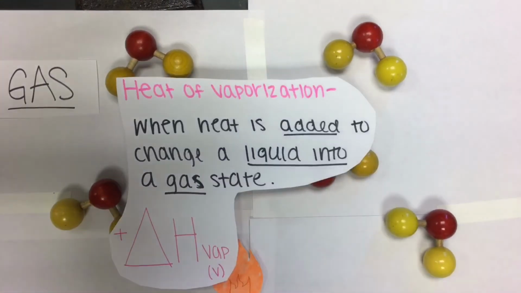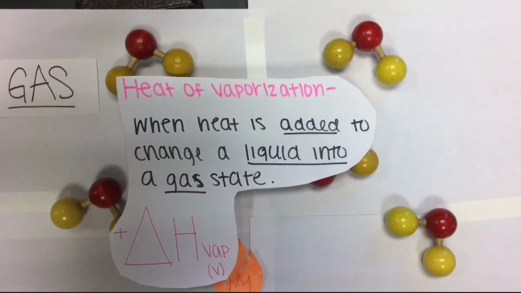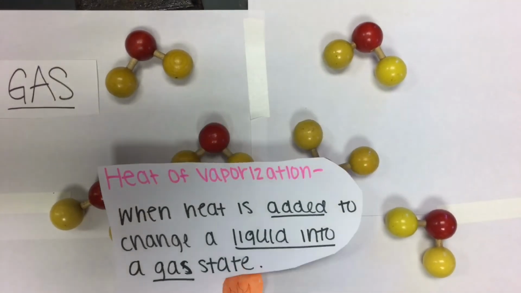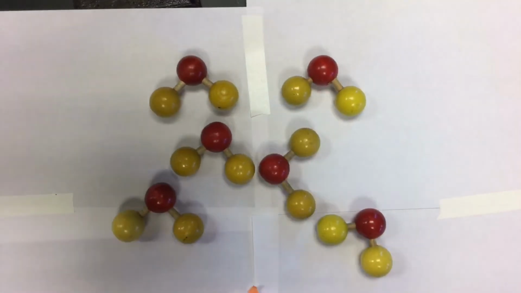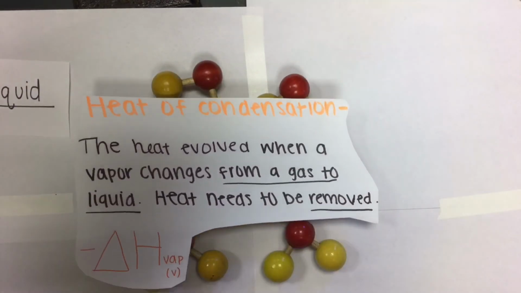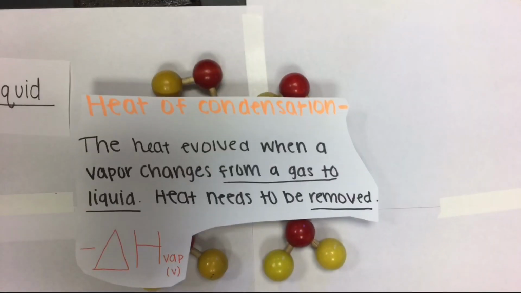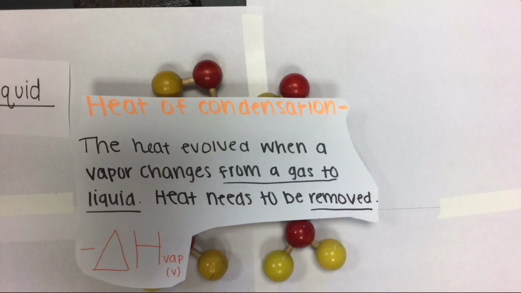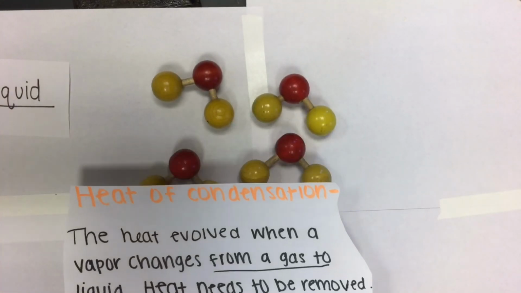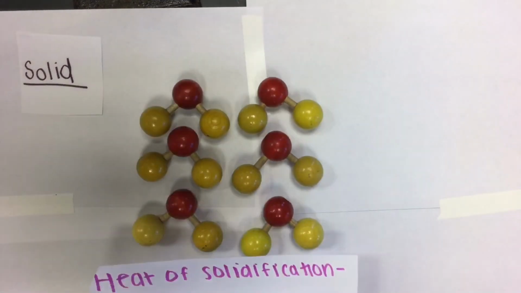Here we have heat of vaporization, which is when heat is added to change a liquid into a gas state. Of course, the enthalpy is again positive. Now, as gas condenses into a liquid, it is called heat of condensation. The heat evolved when a vapor changes from a gas to a liquid. Heat needs to be removed, which is an exothermic reaction. Now, the enthalpy would be negative because heat is being removed.